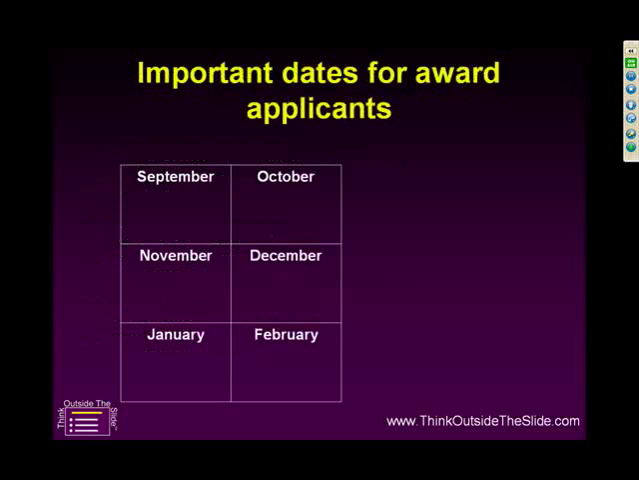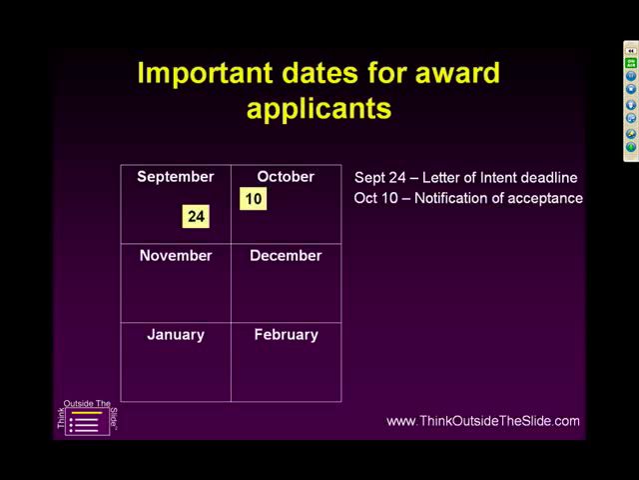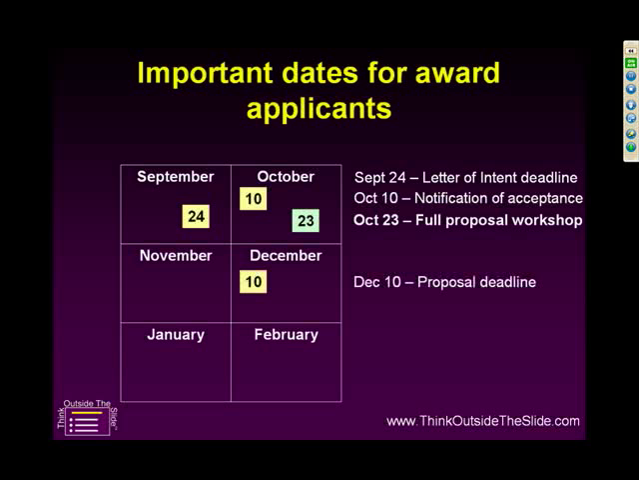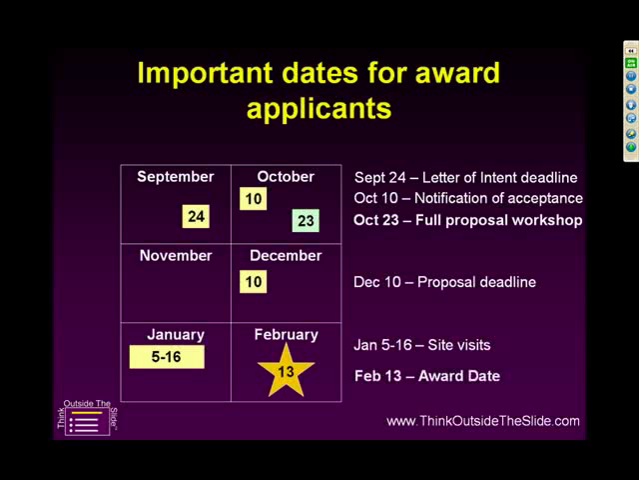Now, what we do is we show them, here are the 6 months that this process is going to be going on. On the 24th of September, this is the deadline for getting your letter of intent in. The 10th of October, we notify you if you've been accepted. 23rd is very important because you have to attend this full proposal workshop. By the 10th of December, you have to have your proposal in. We'll do some site visits to selected applicants, and we'll award the contract on the 13th. So this is a more powerful way.